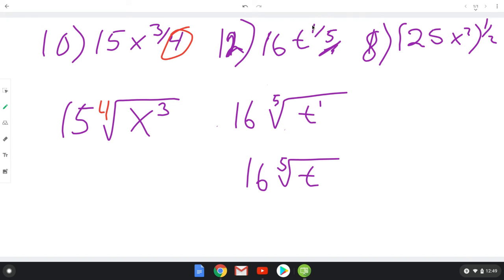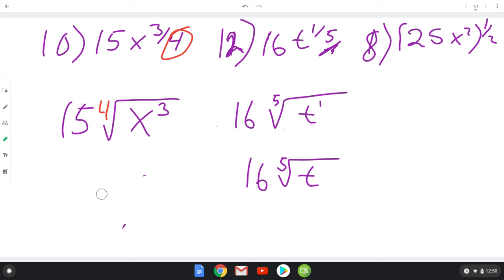If you see a power that is a fraction with a 1 in the numerator, you can think of that 1 over something as that root. So this would be a 5th root. 1 over 5 is the same thing as a 5th root. 1 over 3 is the same thing as a cube root, like this. So a power of 1 over 3 is the same thing as a cube root. A power of 1 over 2 is the same thing as a square root.